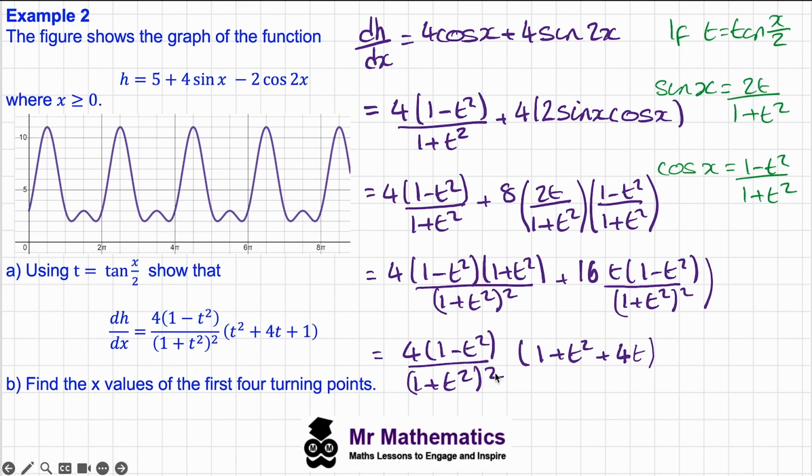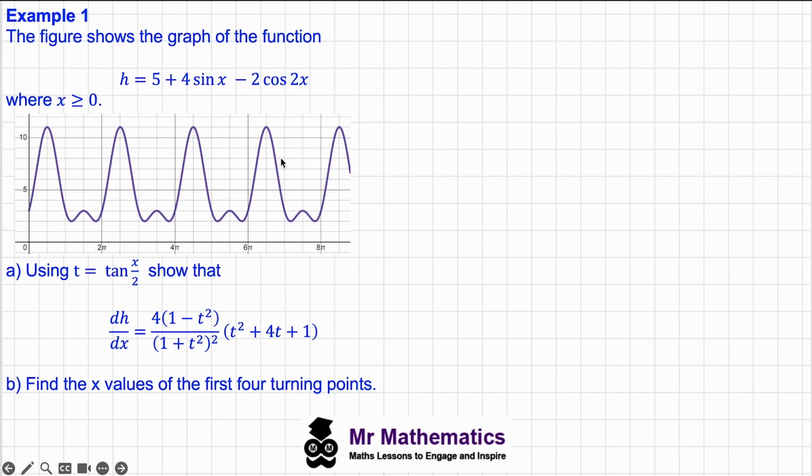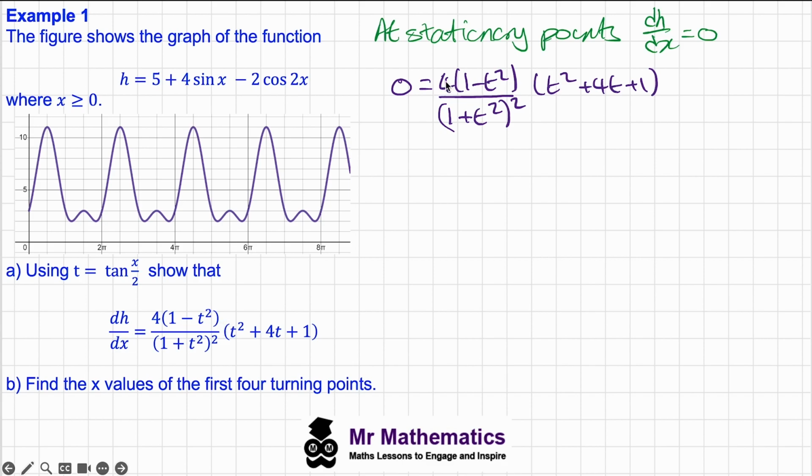And now we need to use this gradient function to find the values of x for the first 4 turning points. So here, here, here, and here. So to find the x values of the first 4 turning points, we know at each turning point the gradient will be 0, so we can make this equation equal 0. We can move the 4 over 1 plus t squared all squared to the left hand side, so 1 minus t squared will have to equal 0. And if this is 0, we know that t must be plus or minus 1.